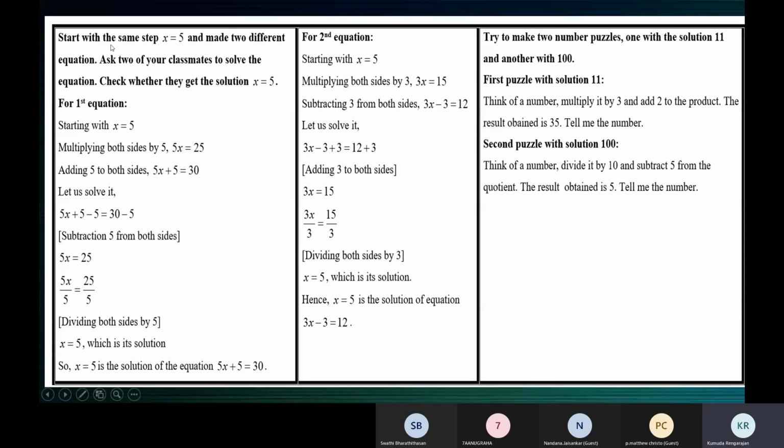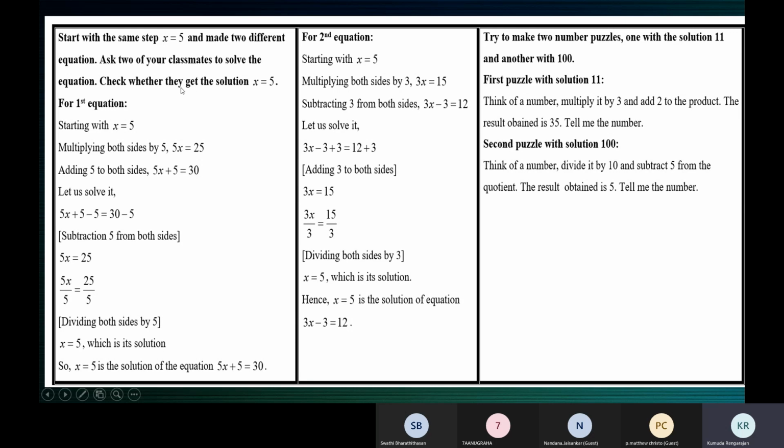So here we have, start with the same step, x is equal to 5. All of us should start with x is equal to 5 and make two different equations. Then ask two of your classmates to solve the equation. You must make two different equations, and after making the equations, you must ask your friends to solve them. And you must check if all of them are getting back x is equal to 5.